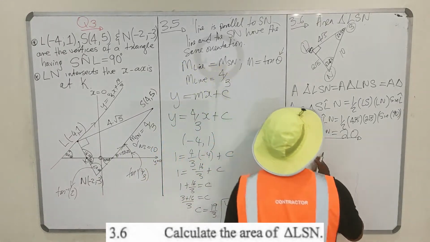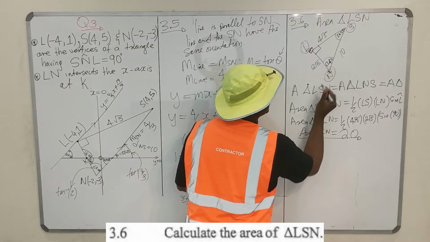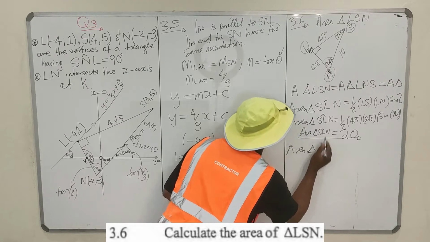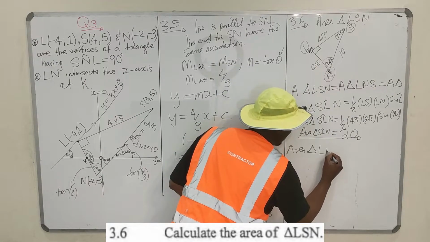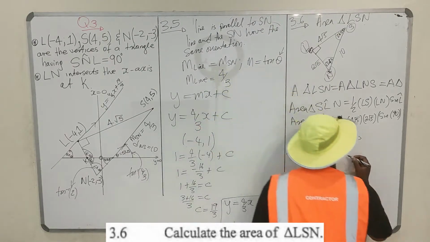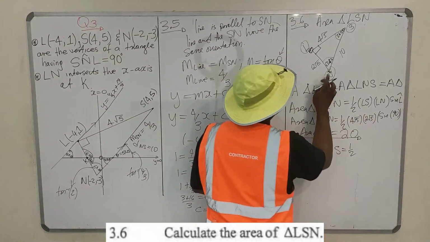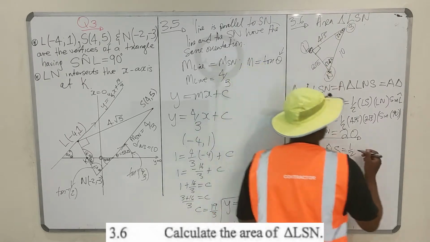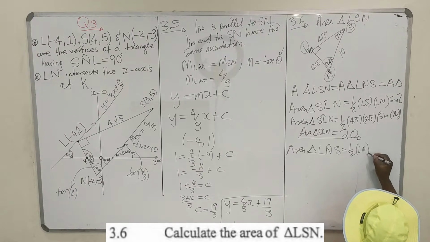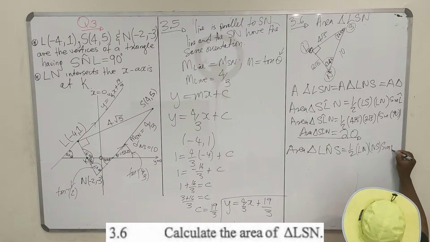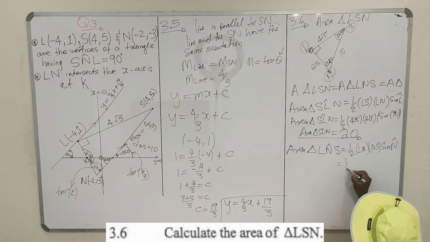Then let's say now I want to calculate the area sitting here. So the area of triangle LNS is equal to what? It's going to be half the product of the sides that include this angle, this side and this side, which is LN times NS, sine of angle N. So it should be half of LN, which is what? 2 root 5.